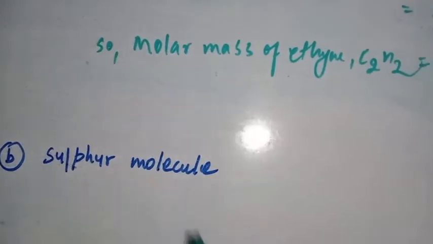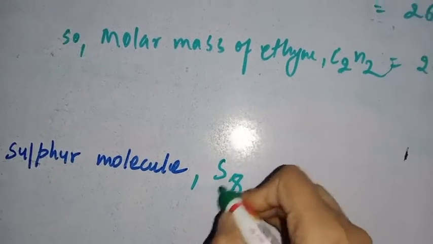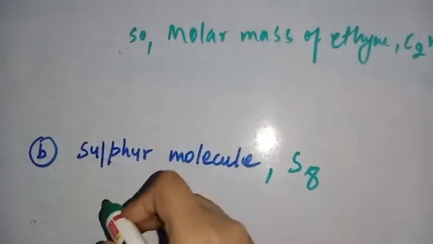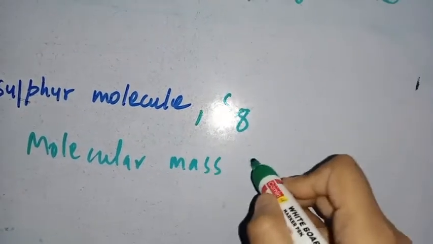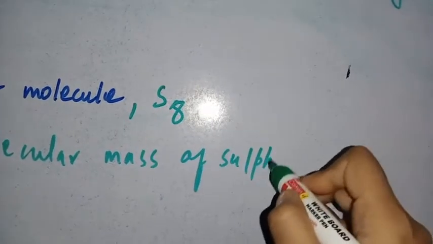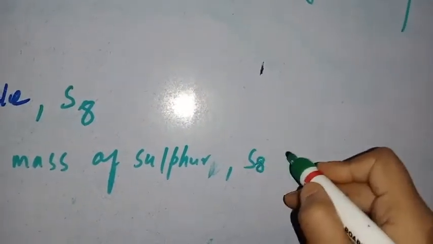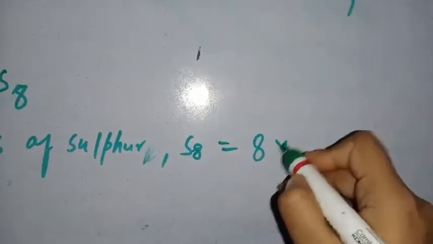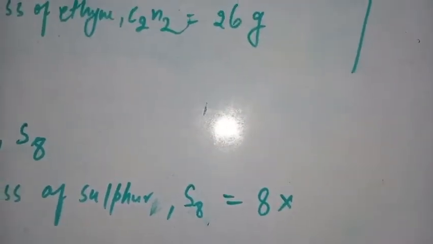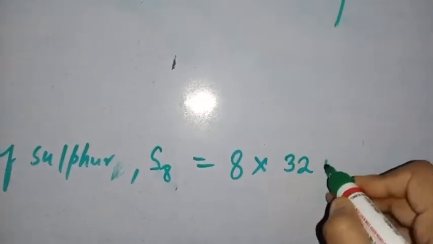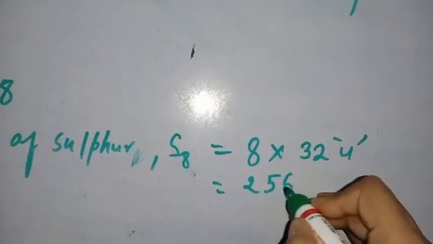The second one is sulfur molecule. Sulfur molecule, if you see, it is in the form of S8. So here also we will first calculate molecular mass of sulfur, that is S8, and it will be 8 into atomic mass of sulfur. What is the atomic mass of sulfur? Atomic mass of sulfur is 32U. So we will multiply it and we will get 256U.